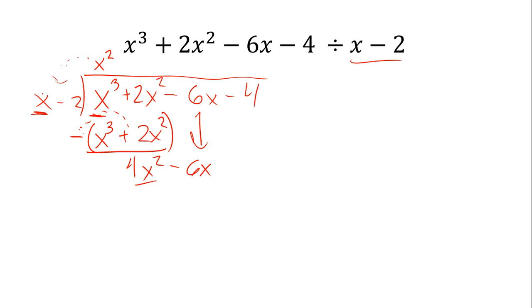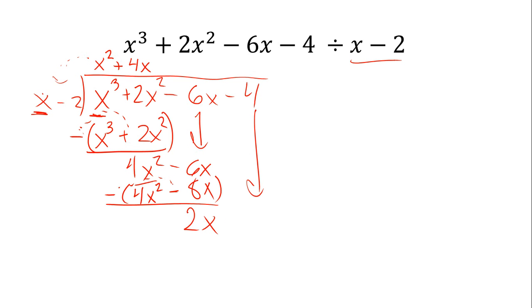X times what gets you 4x squared? That would be a plus 4x. So you multiply 4x into both parts, that would get us 4x squared minus 8x. Now you're subtracting that second half from the first one. Gets us a 0. Negative 6x minus a negative 8x turns positive, giving us a 2x. Dropping the negative 4. X times what gets you 2x? That would be a 2, which would be 2x minus 4. And then you're subtracting, getting us a 0.